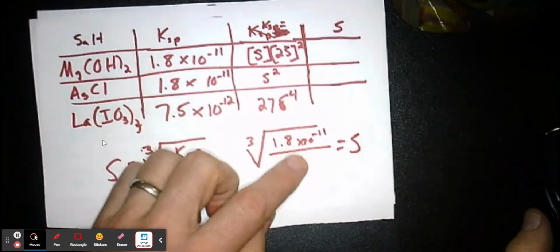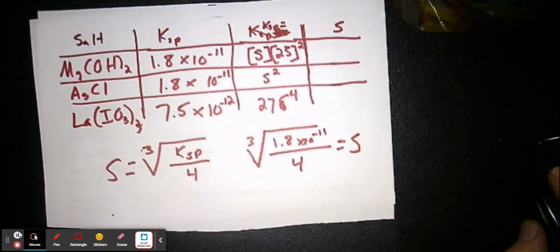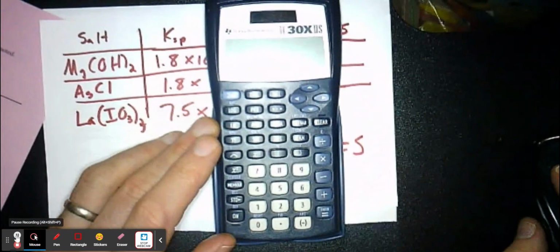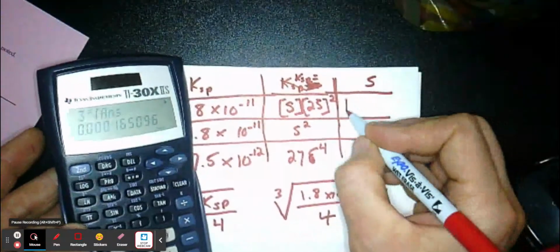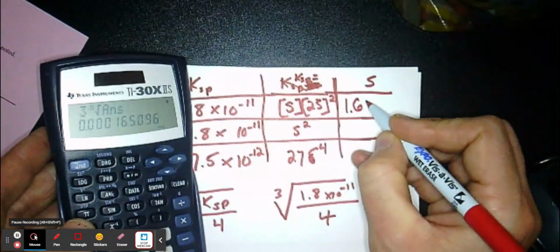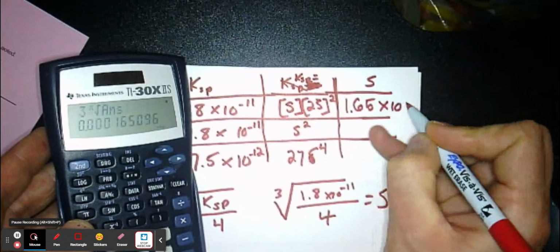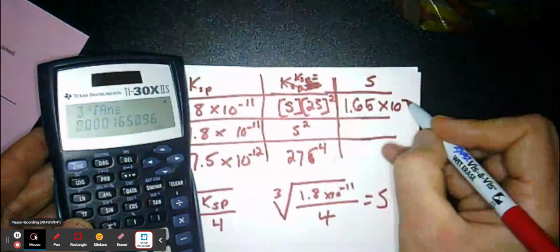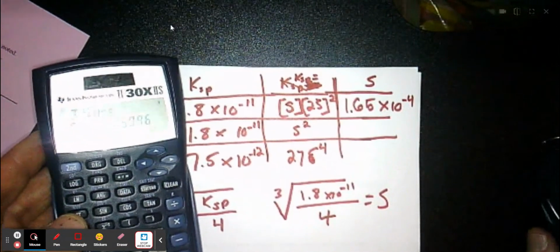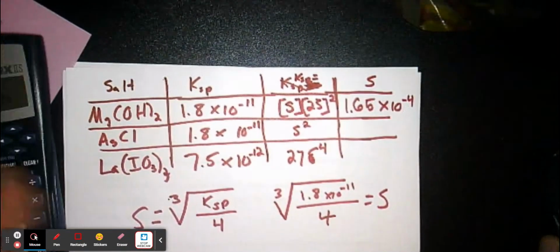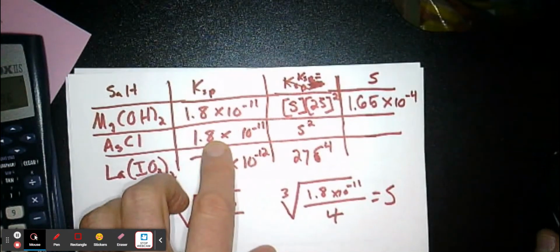So I'm going to plug this into a calculator. I'm going to pause this while I do this. Okay, there's my answer. It's really kind of glary. Oh, there it is. 1.65 times 10 to the negative 4th. All right. Now that's a molarity. And now I got to do this one.